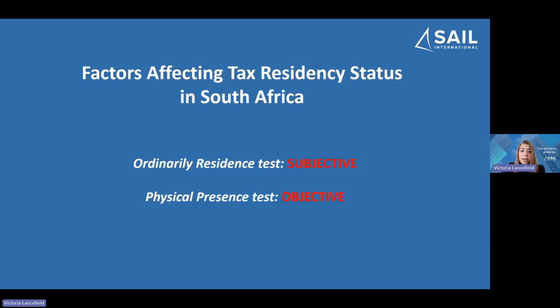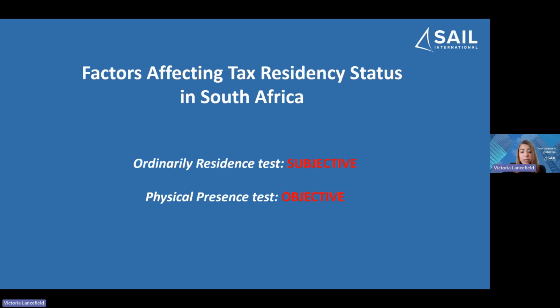In South Africa, we have two main tests in legislation that determine your tax residency status. We have the ordinarily residence test. This is subjective and considers whether South Africa is your habitual home. And then we have the physical presence test, which is a secondary test. This is objective and is based on the number of days spent in South Africa.